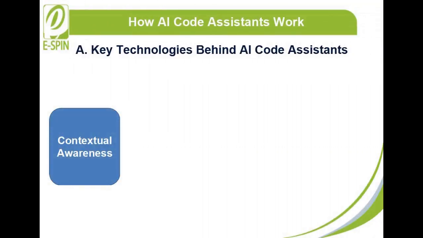Contextual awareness. Contextual awareness in AI code assistants refers to their ability to understand and consider the broader context of a project, including dependencies, libraries, and the current state of the code, to provide relevant and accurate suggestions. There are two types of contextual awareness: project scope and state management.